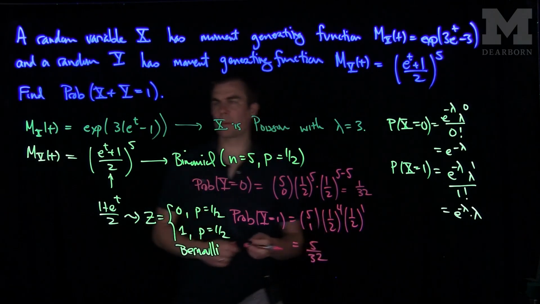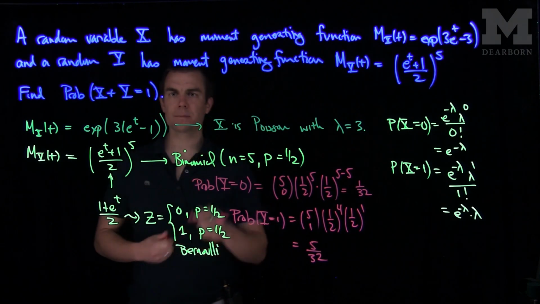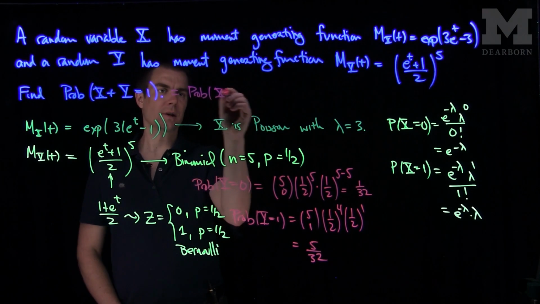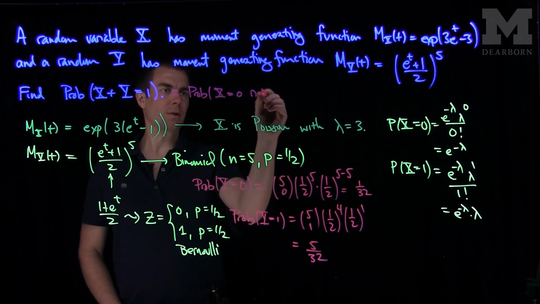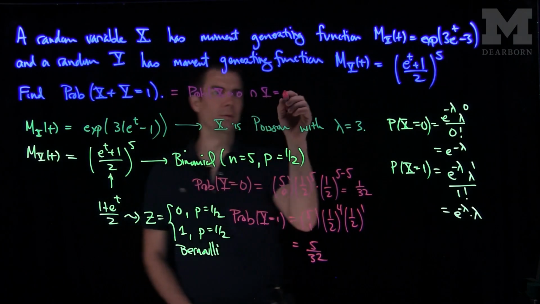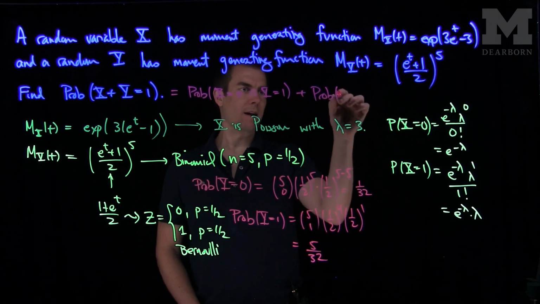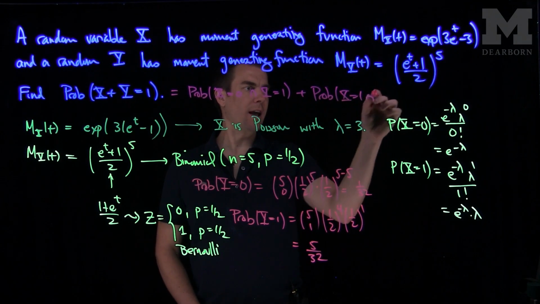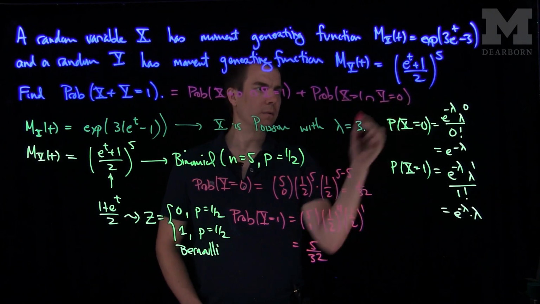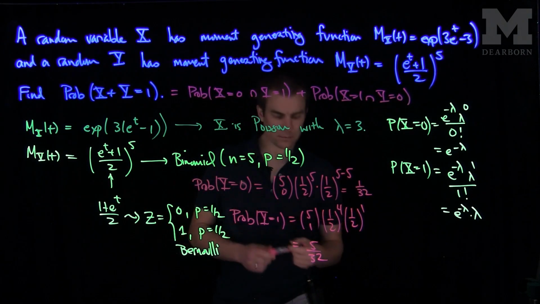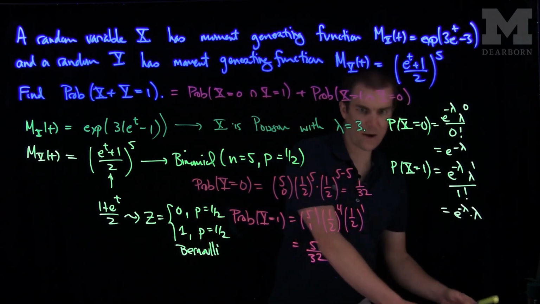And so now the probability that X + Y is equal to 1 is equal to the probability that X is equal to 0 and Y is equal to 1, plus the probability that X is equal to 1 and Y is equal to 0. And they are independent events. So we can now add these up.